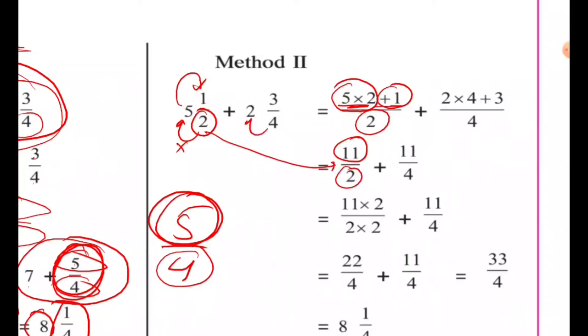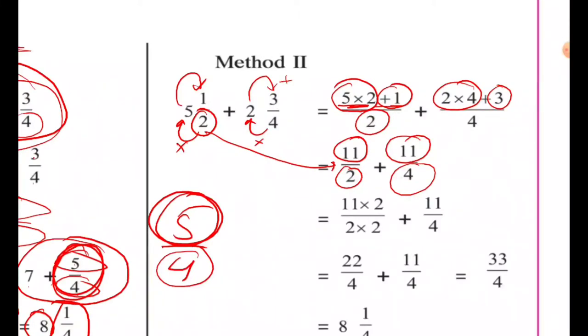Now you have to multiply this 4 with 2, 4 2s are 8, and you have to add 3. So 2 4s are 8 and adding 3 becomes 11. So this becomes 11 upon 4. Now you can see that the denominators are not equal again.